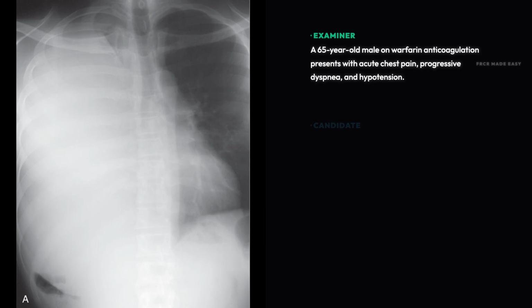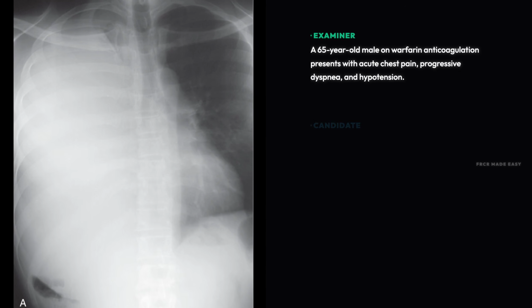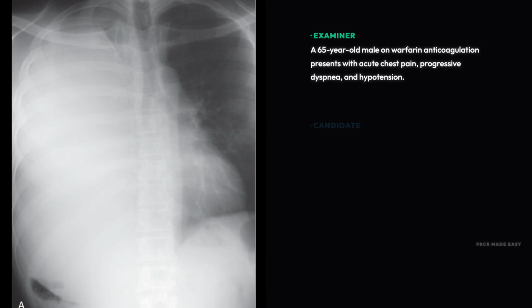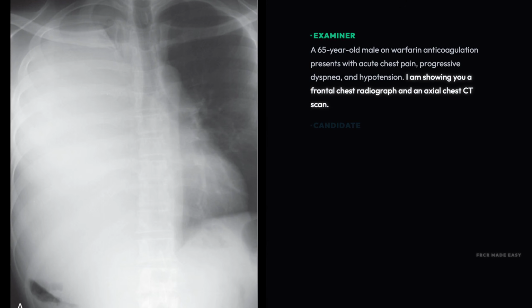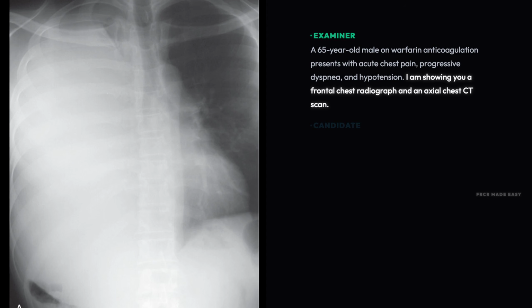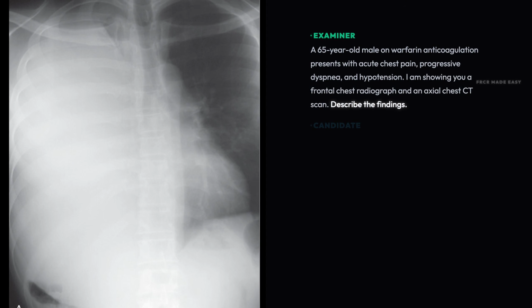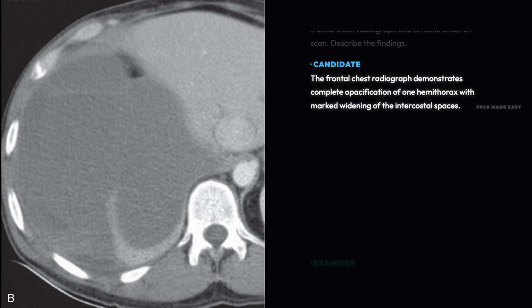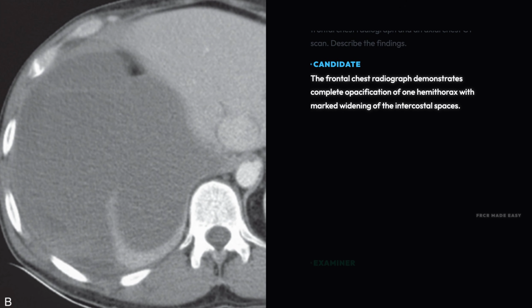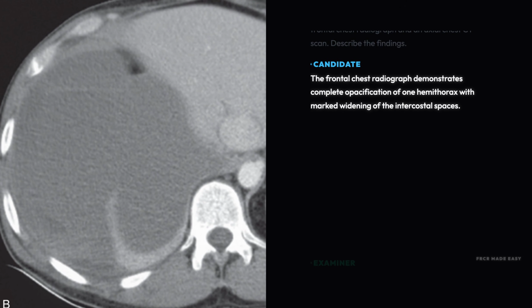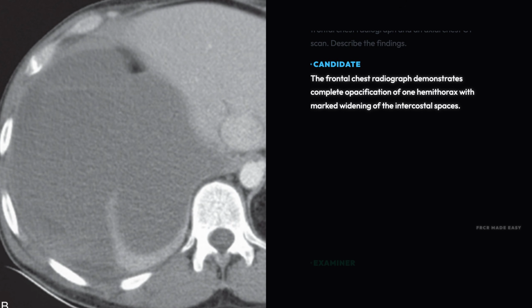A 65-year-old male on warfarin anticoagulation presents with acute chest pain, progressive dyspnea, and hypotension. I am showing you a frontal chest radiograph and an axial chest computed tomography scan. Describe the findings. The frontal chest radiograph demonstrates complete opacification of one hemithorax with marked widening of the intercostal spaces.